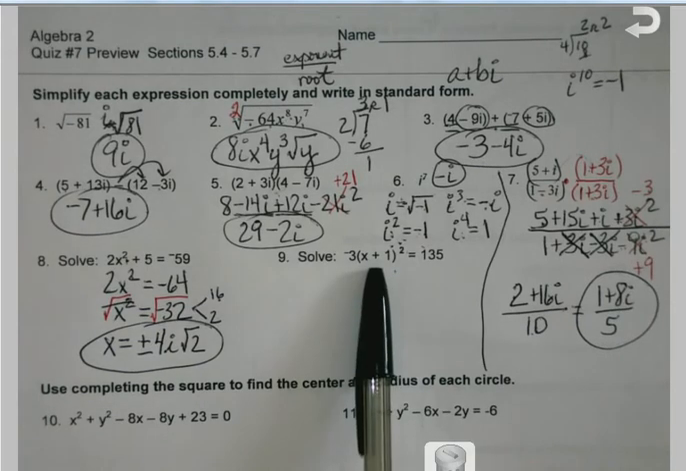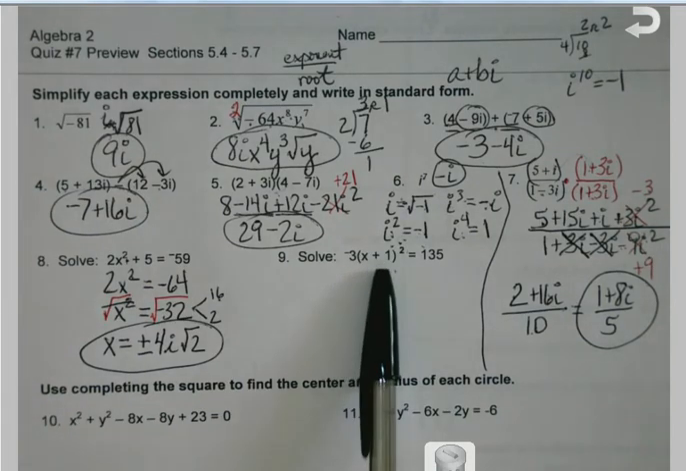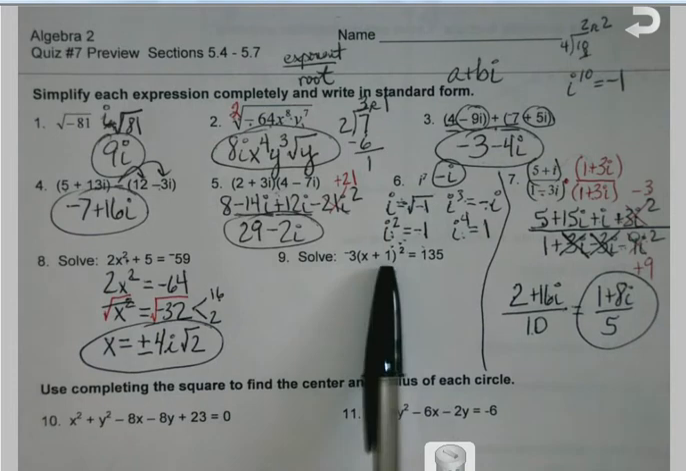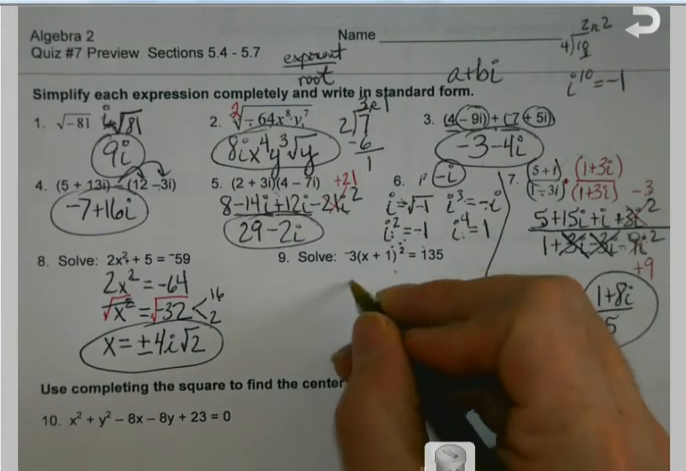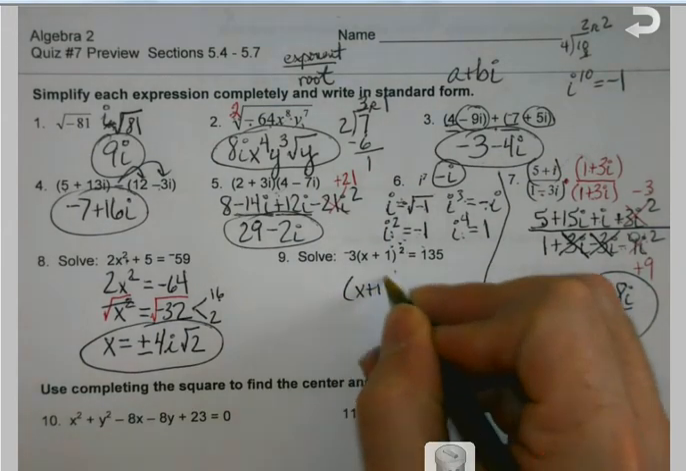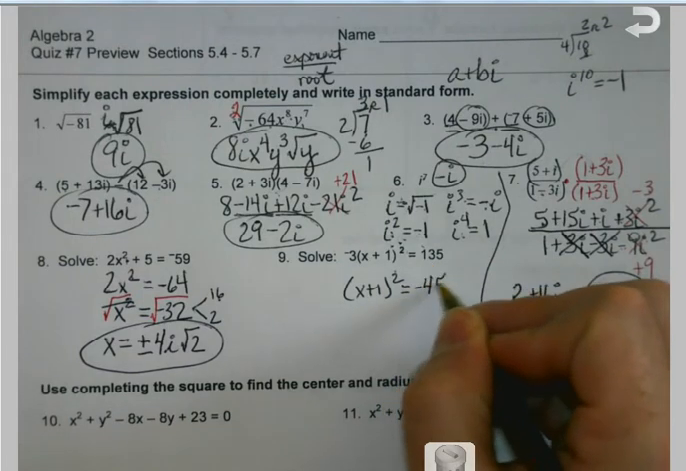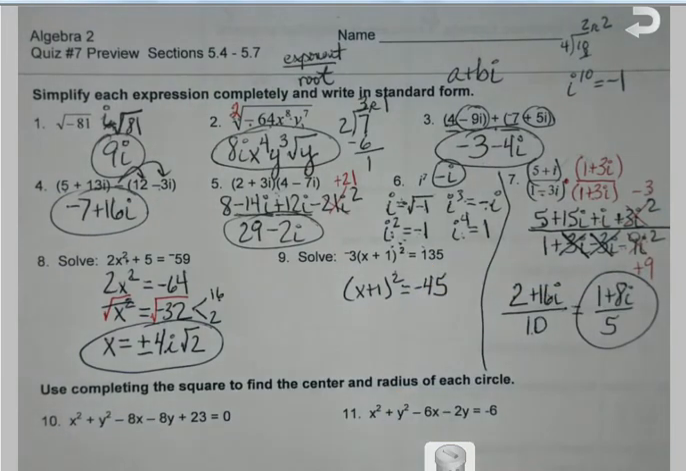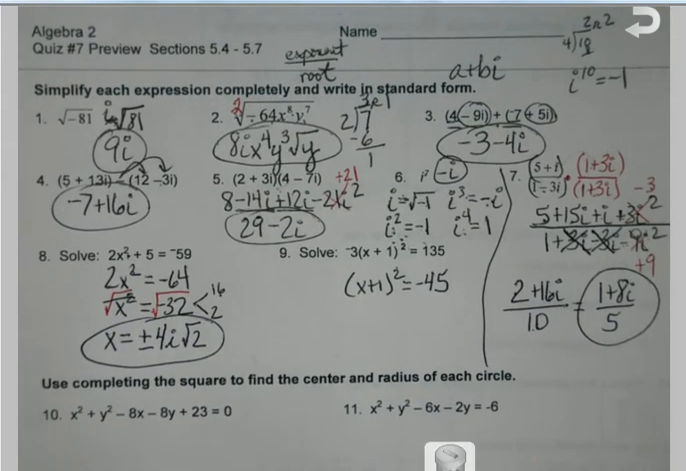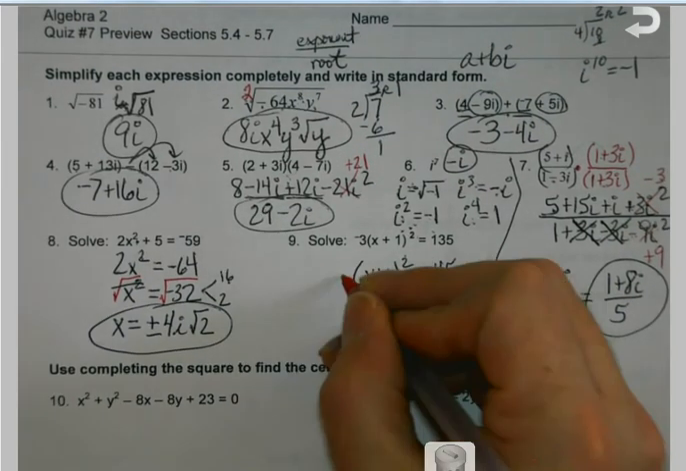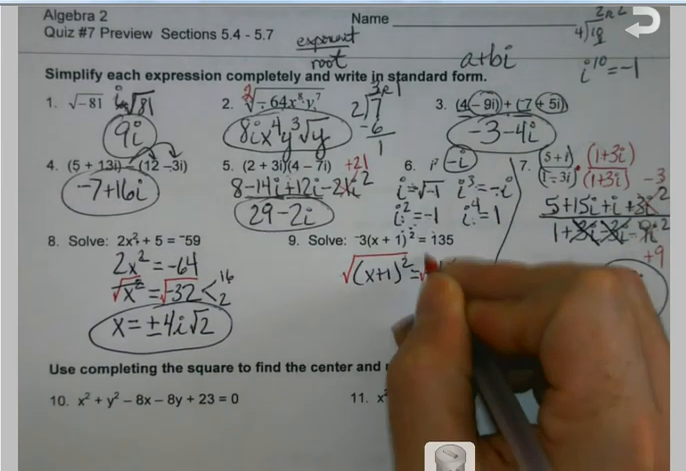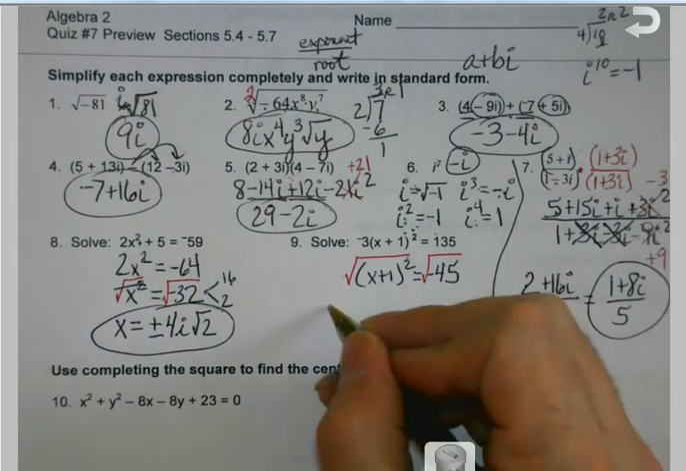Here, two things I do not want to do on number 9. I do not want to distribute the negative 3, and I do not want to FOIL. I want to isolate this quantity, this set of parentheses. So I'm going to divide by negative 3. Once I've isolated this, I can't minus the 1 now or anything fancy, those parentheses are in my way. So I'll square root it.